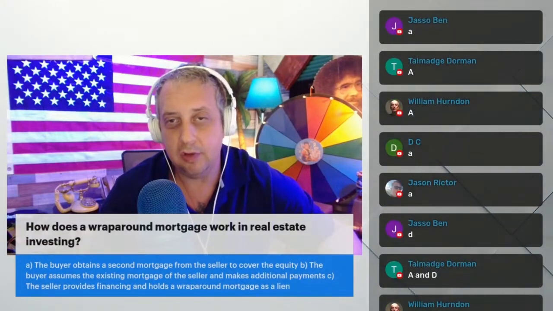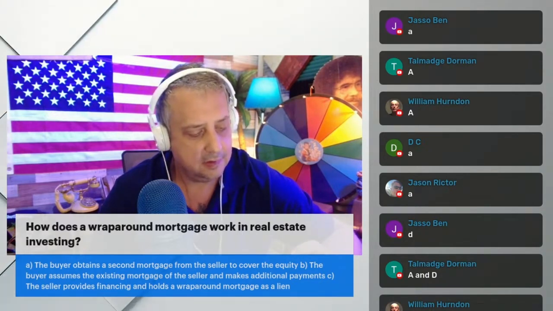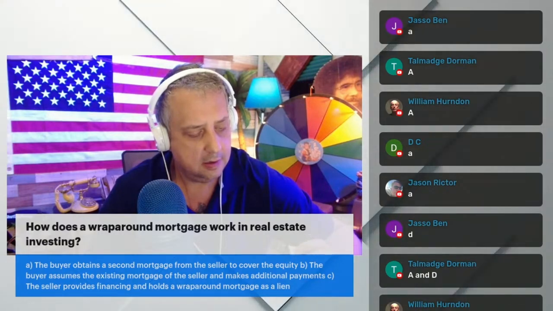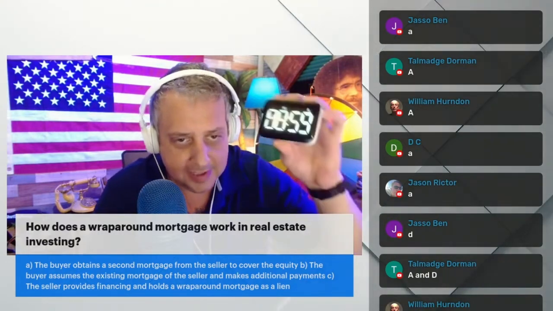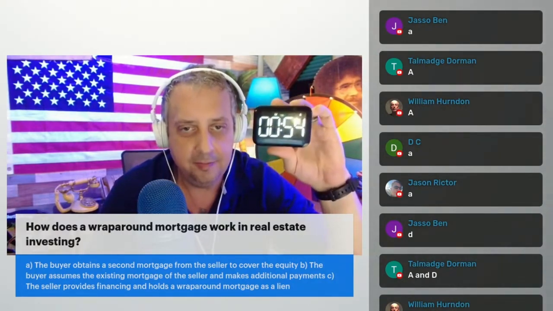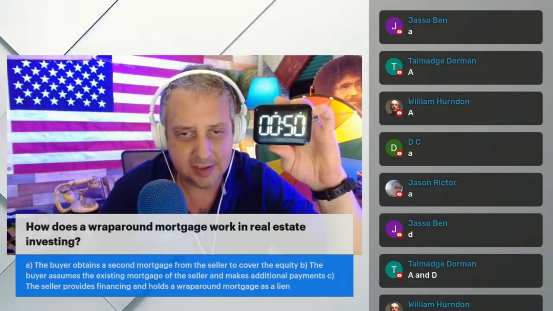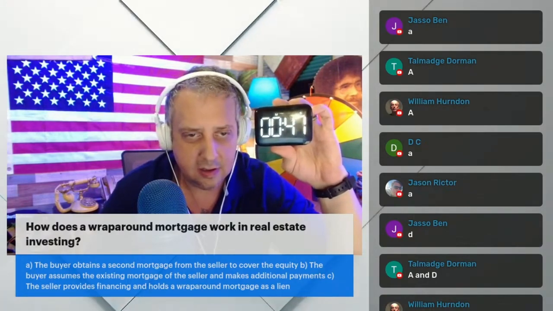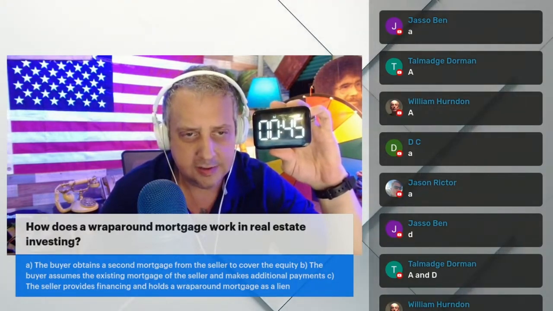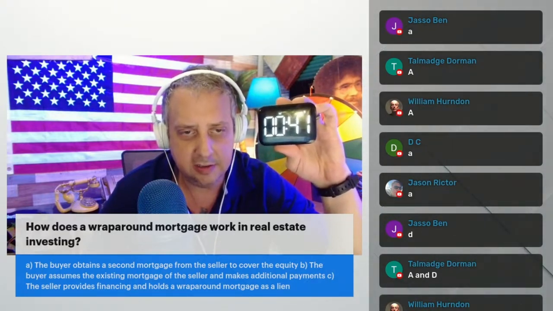How does a wraparound mortgage work in real estate investing? Is it A, the buyer obtains a second mortgage from the seller to cover the equity? B, the buyer assumes the existing mortgage of the seller and makes additional payments? C, the seller provides financing and holds a wraparound mortgage as a lien?